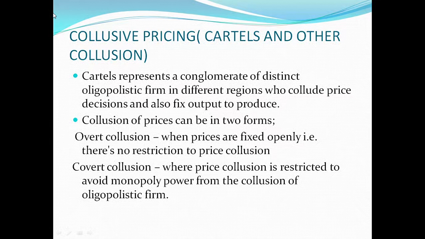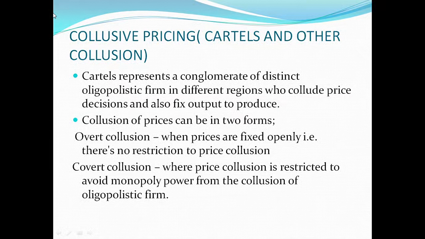in terms of collusion of prices. So this explains that we have different oligopolistic firms who collude on their price and also fix the output to produce. The collusion of prices can be in two forms. It could be overt collusion and covert collusion. By overt collusion, it means this is when prices are fixed openly. There's no restriction to price collusion in that country. And OPEC would be a perfect example. They fix the prices of goods and services and also the quantity of barrels a country is to produce.